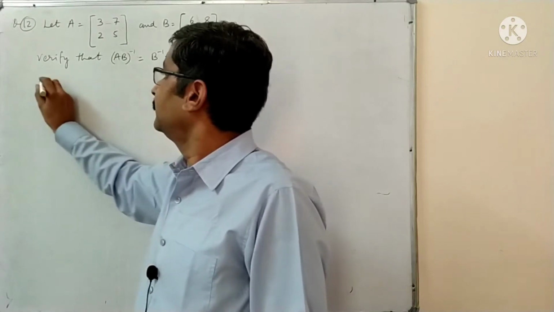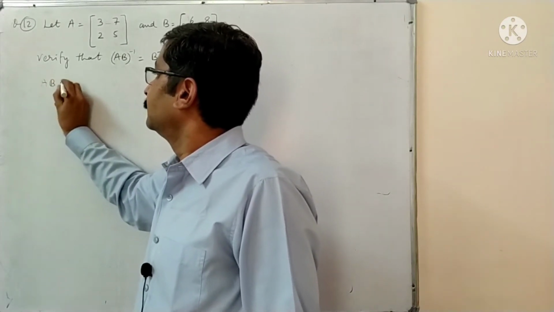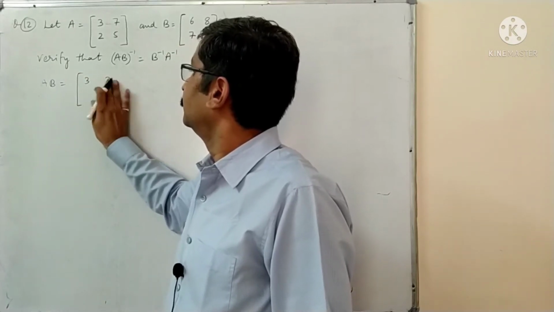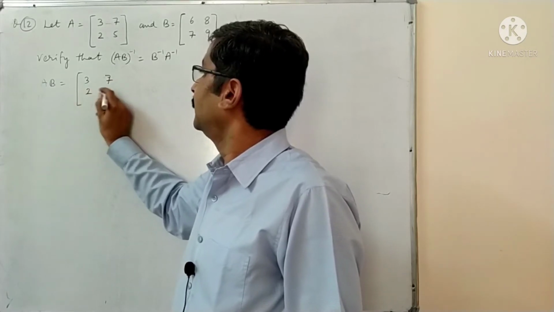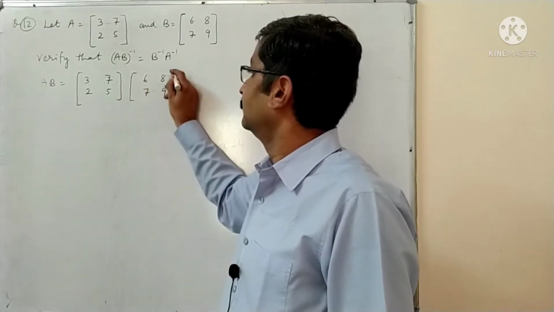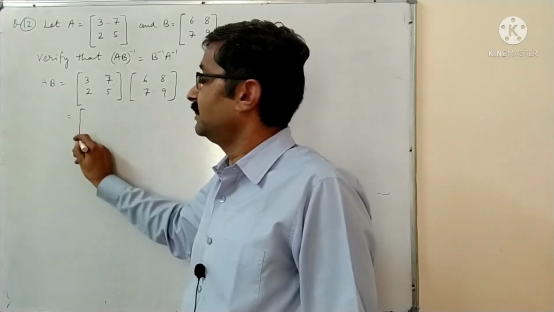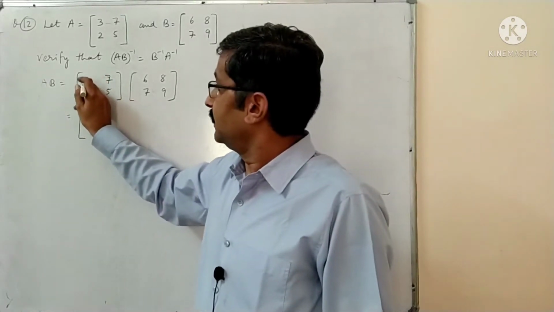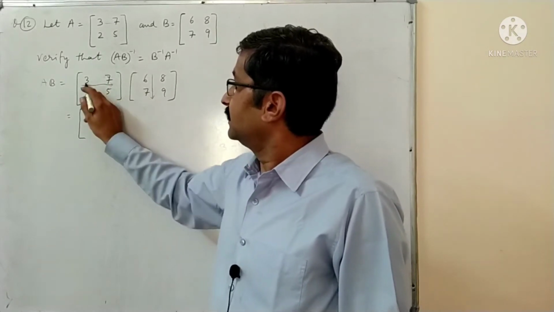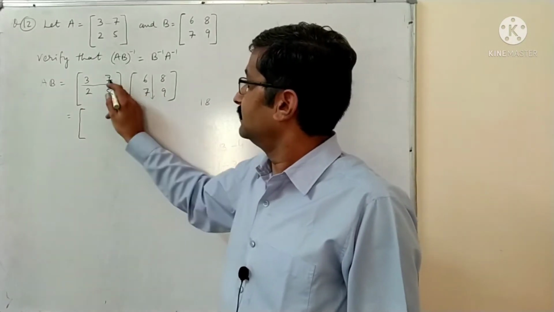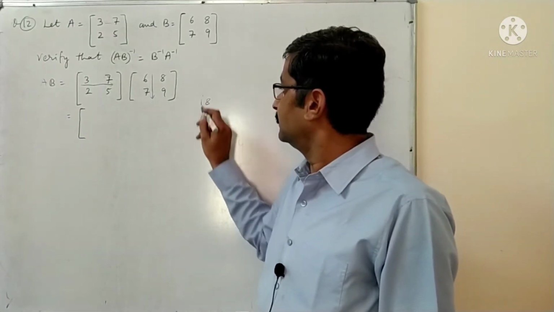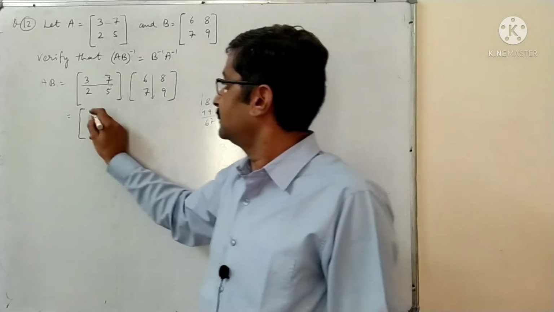First of all, you find the AB multiplication. So AB will be equal to the product of these two: 3 7 and 2 5, and B is 6 8 and 7 9. This product you will do. So what do we get? Look here, you take the row here and the column here. These are row and column. So 3 into 6 is 18 and 7 into 7 is 49. This you will add, so you get 67 here.